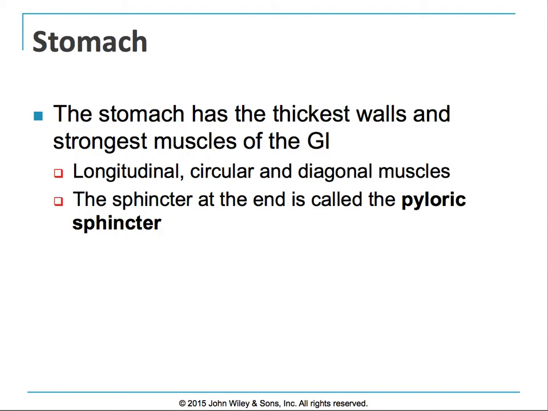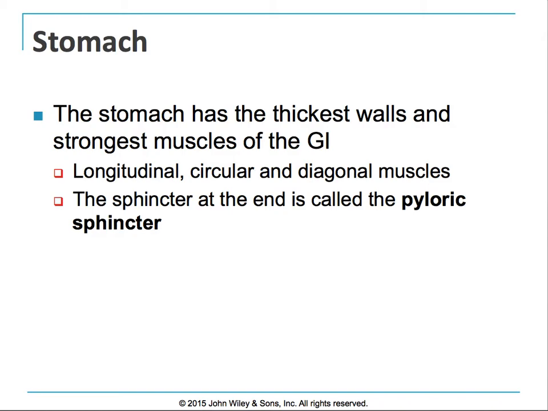So now we're in the stomach. The stomach has the thickest walls and strongest muscles of the GI. There's 3 different types of muscles in the stomach: longitudinal, circular, and diagonal. So all of these muscles move in different directions, which allows your stomach to really churn and contract and mix foods together.